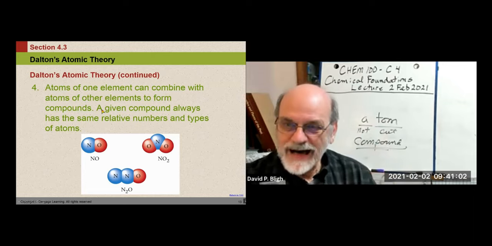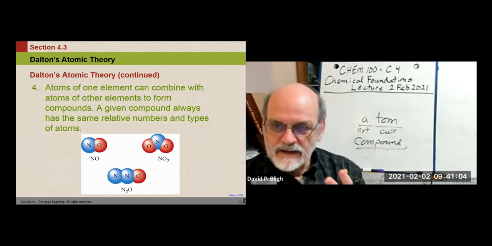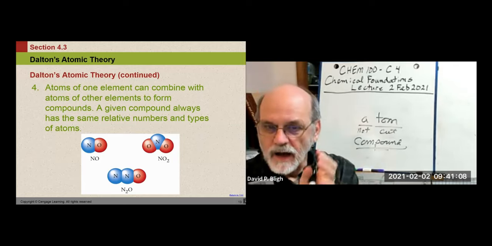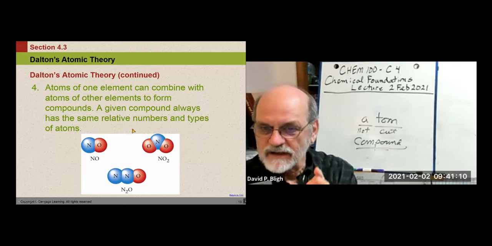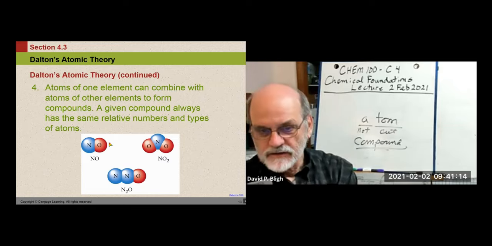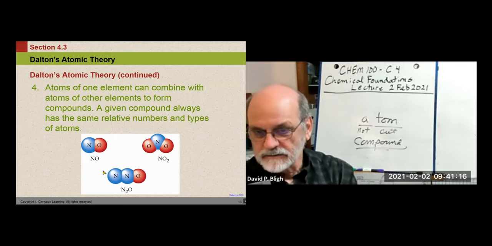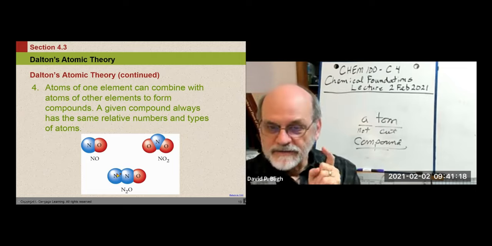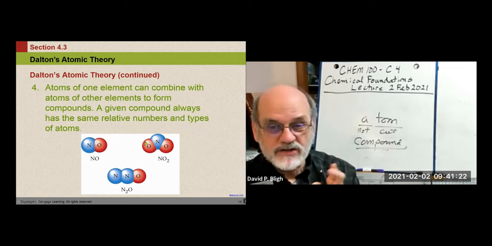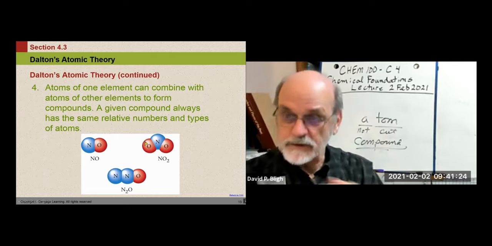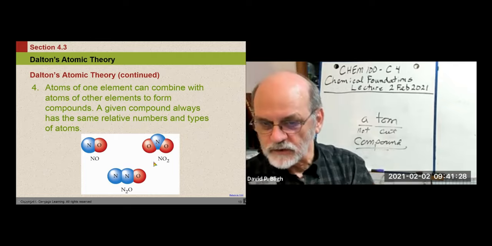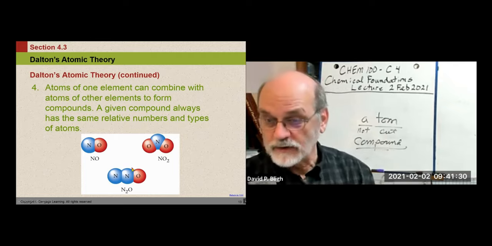And when they combine, a compound, no matter where it comes from, always has the same relative numbers and types of atoms. So these are three different compounds. Why? They may have the same elements combined, but they're in different ratios, right? And even if you look at the mass ratio, you'll find that the mass ratio is different for this one, different for that one, and different for that one.